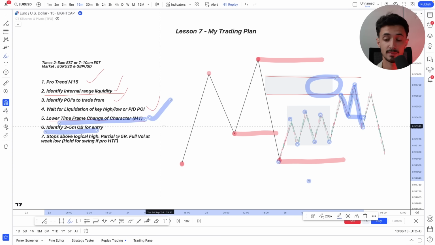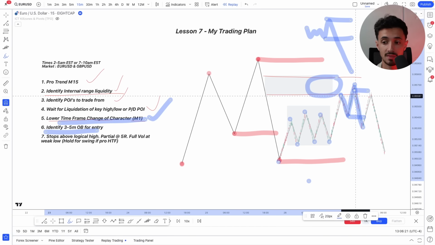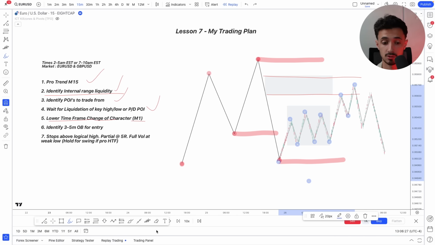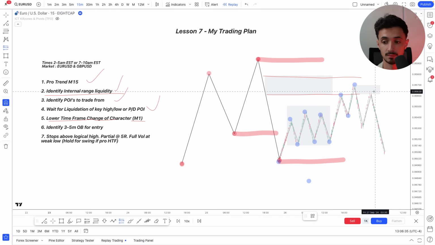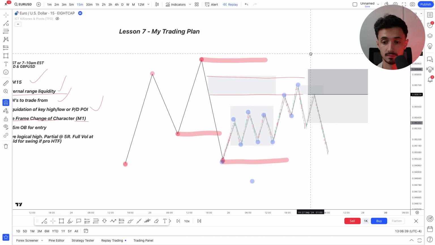Identify the 3 to 5 minute order block, which is what I already just explained. It's kind of that last buy to sell before the aggression. That is going to be your order block. You're going to identify that area. That is going to be your entry, right? So we're going to assume that the order block is, let's just say, this right here. That's going to be your entry. Okay, there is my entry.